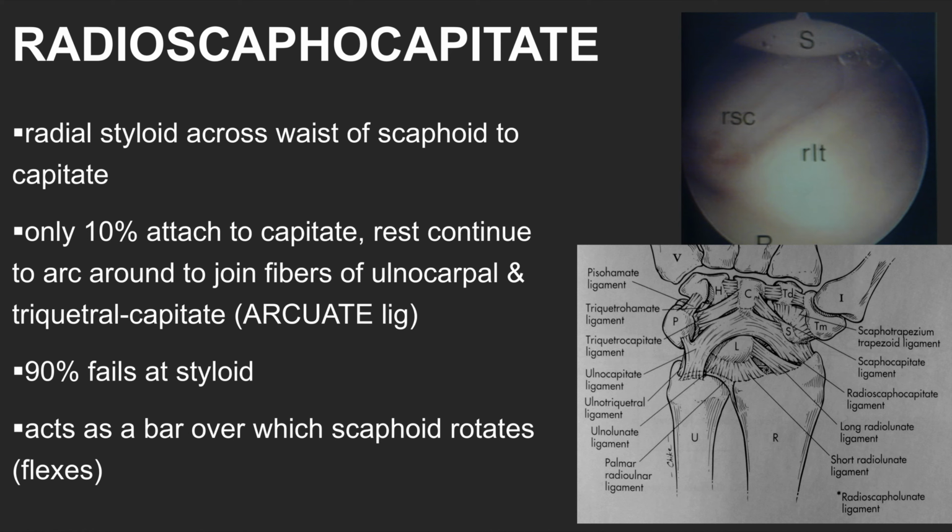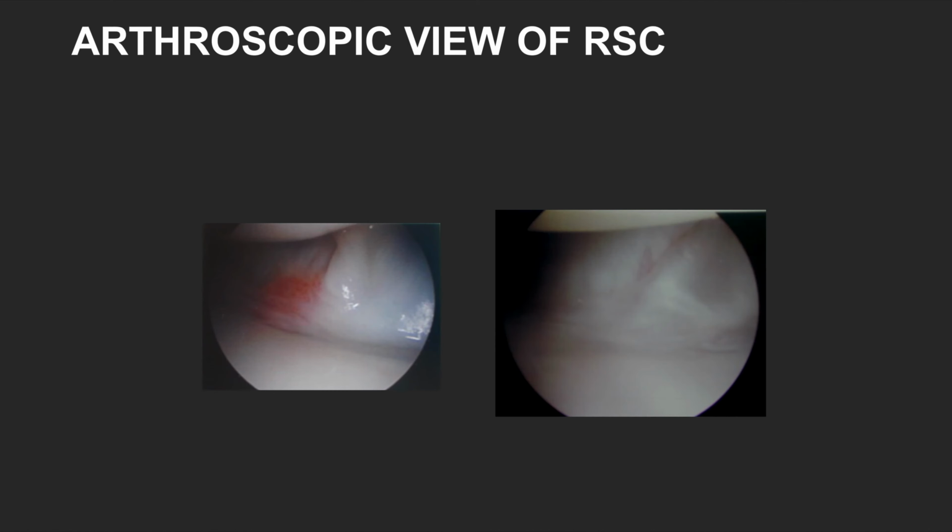The radioscaphocapitate, RSC, starts on the radial styloid and it goes across the waist of the scaphoid to the capitate. 10% of the fibers attach to the capitate, and the rest continue to arc around and join the fibers of the ulnocarpal and triquetral capitate ligament to form the arcuate ligament. And when this ligament fails, it typically fails at the radial styloid. The ligament acts as a bar over which the scaphoid rotates and flexes. It's seen on an arthroscopic view.